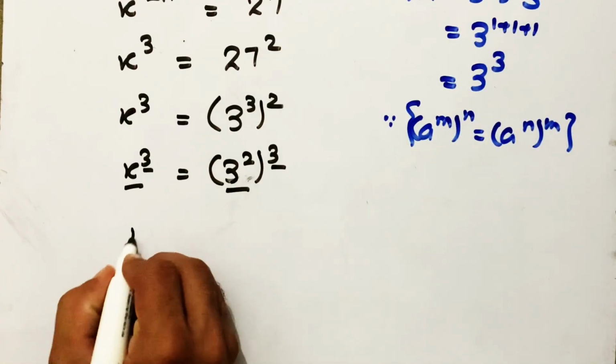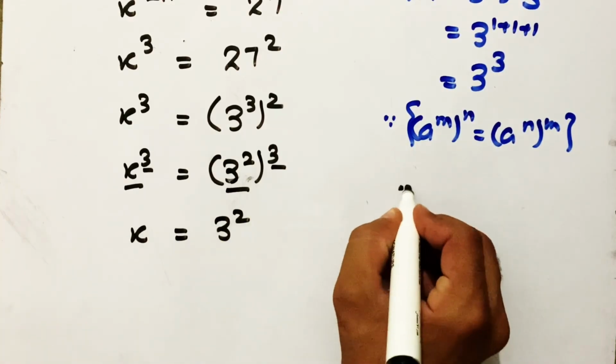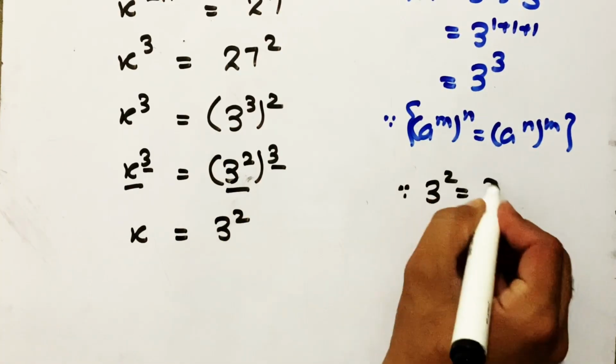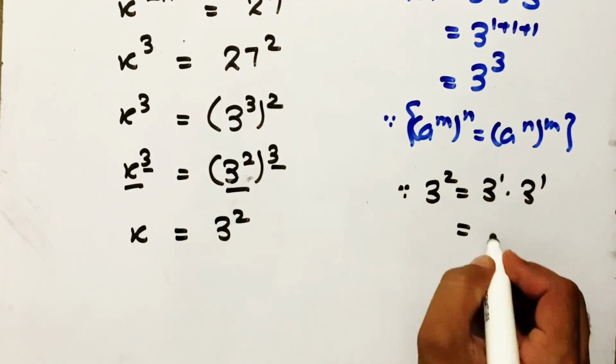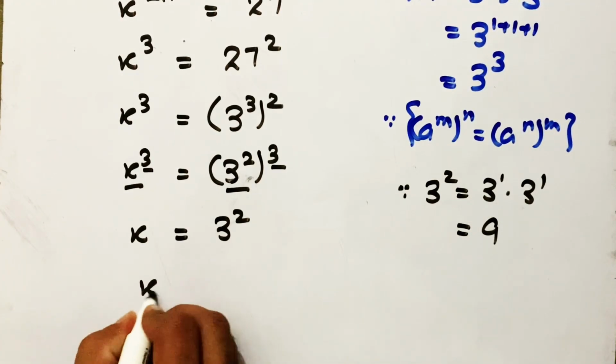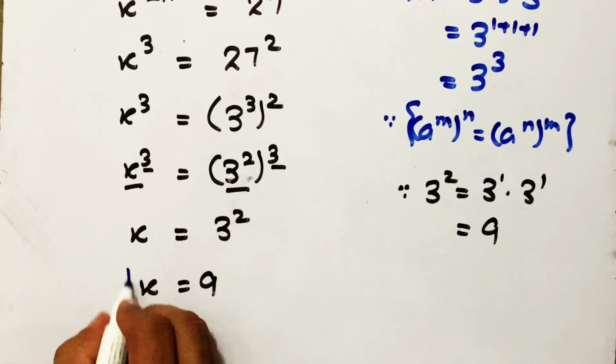So this concludes that x equals 3 squared, which is 3 into 3, that equals 9. So we find the value of x is equal to 9.